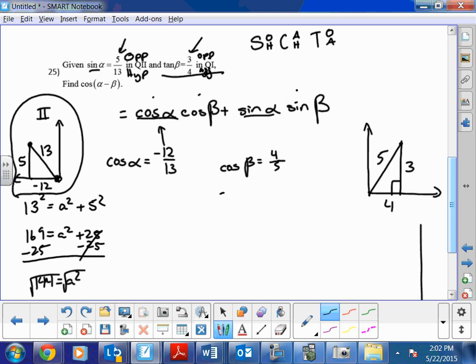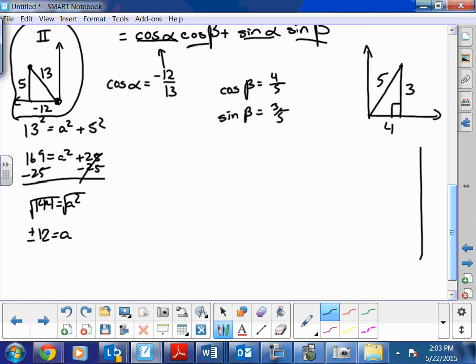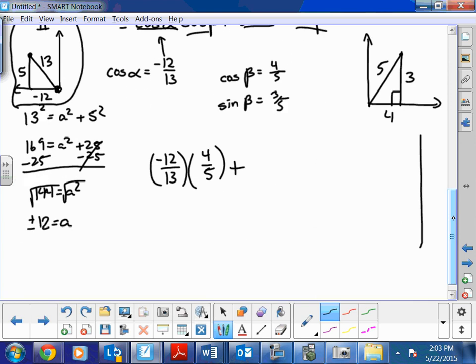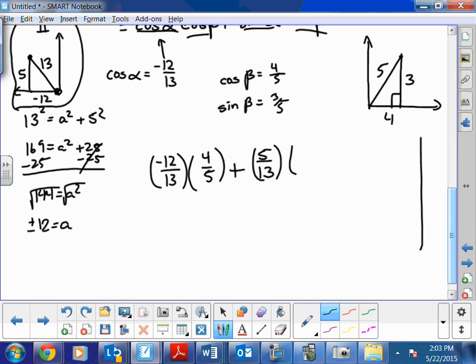And the other one is sine beta. It's opposite over hypotenuse. In this case, it will be 3 over 5. And I have all the values now to substitute into this equation. So now let's take our values and substitute them all. Negative 12 over 13 cosine beta, 4 over 5, plus sine alpha. I think that's the only one I was given, 5 over 13. And I believe the other one's sine beta. Yeah, sine beta is 3 over 5.